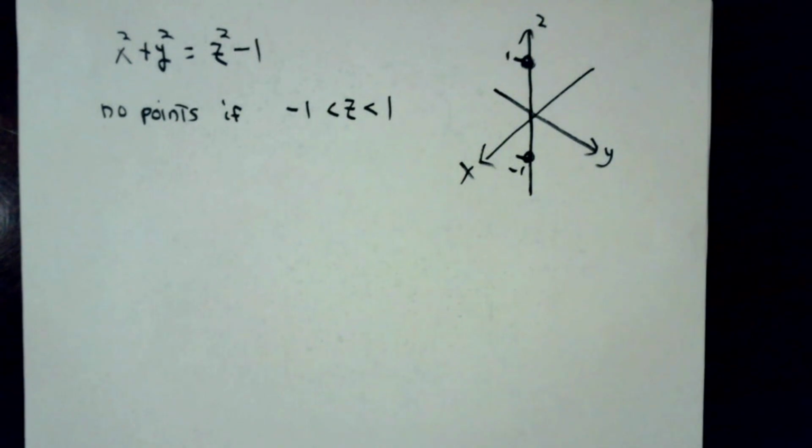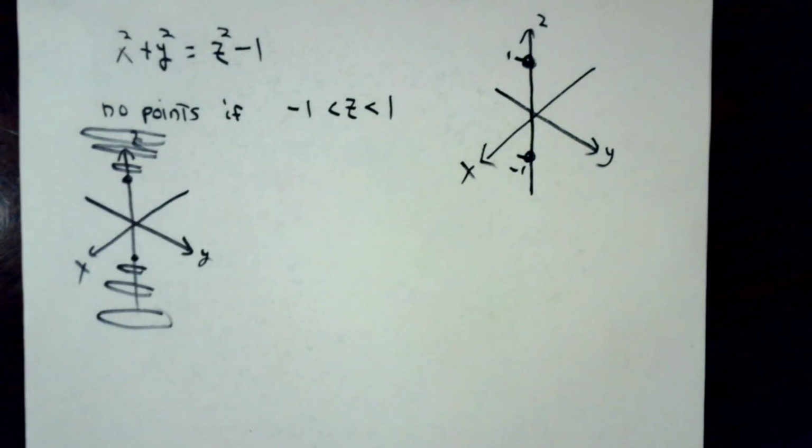On the other hand, if z were 2 or negative 2, this would read x squared plus y squared equals 3, which are circles in planes parallel to the xy plane. Obviously, just like in other situations, the further away from the xy plane you get, the bigger the circles will get. And to determine the shape of the thing, all I've got to do is look at cross sections with the other coordinate planes.